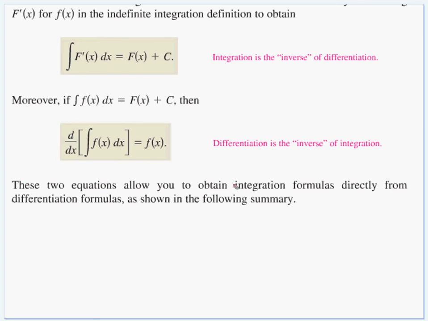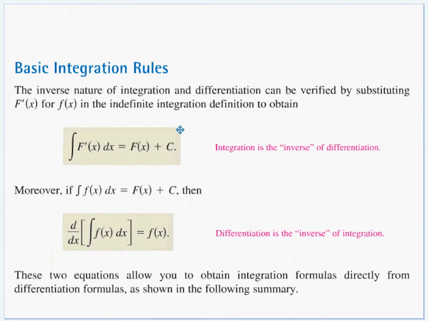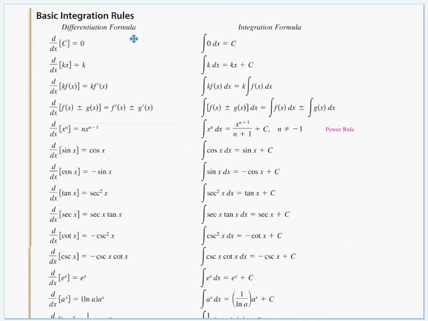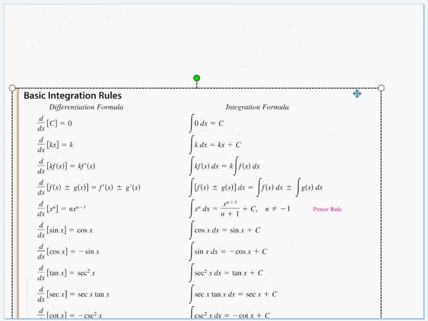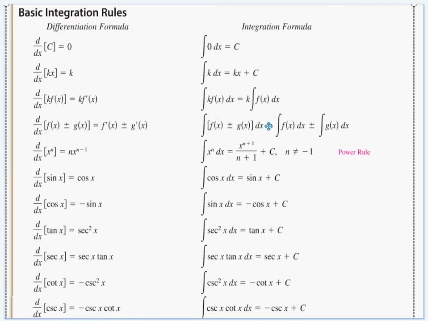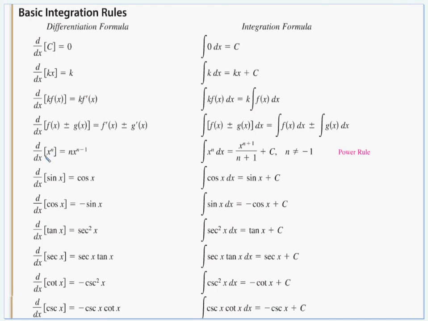And then these two equations allow us to obtain integration formulas directly from differentiation formulas. All the stuff we learned deriving in the first half of the class, if we just think backwards, we'll get the antideriving. So here on the left are the differentiation formulas, and on the right, integration. Remember when we learned derivatives, we would bring down the old exponent and lower the exponent by 1. Here is the inverse of that. We're going to take the exponent and add 1 to it, n plus 1, and divide by the new exponent.